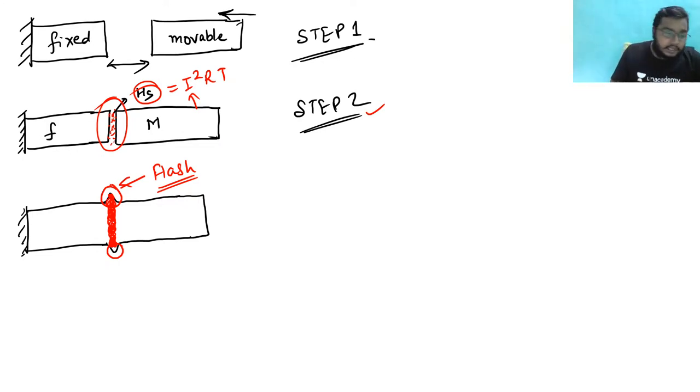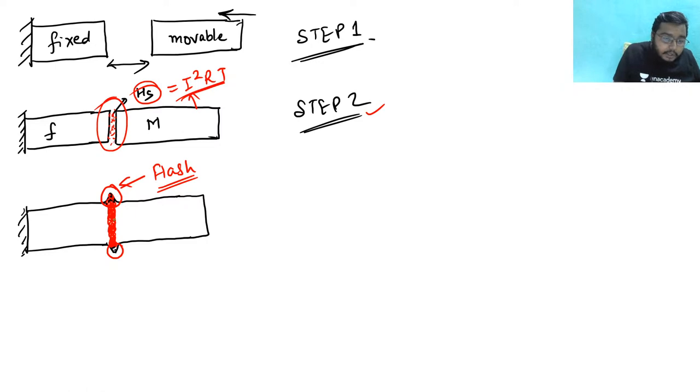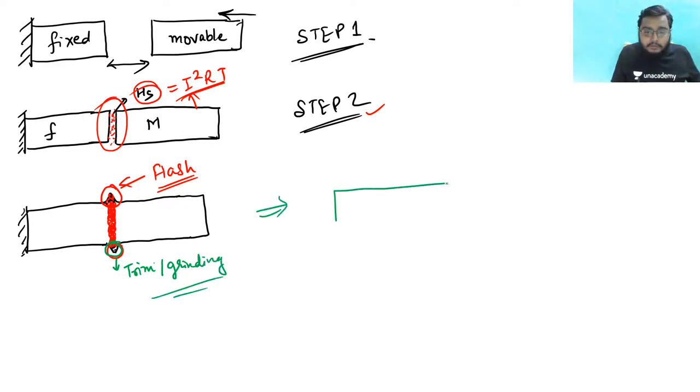Now one more thing I want to tell you here. Before the welding, you definitely sharpen the edges so that there should not be an oxide layer. But if there is an oxide layer, due to this heat produced, I square RT, these will be melted and the oxide layer will come to the flash part. And in the flash part, you are trimming this extra part. How are you trimming it? You are actually grinding it, and definitely you are getting a very good surface like this. Fine, there is a weld. Clear? So this is how you are making the flash butt welding.